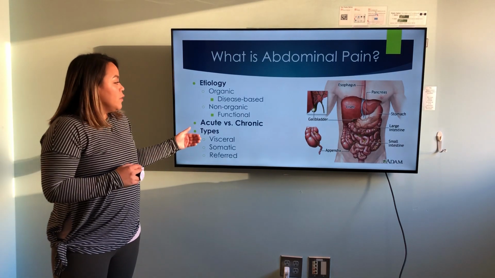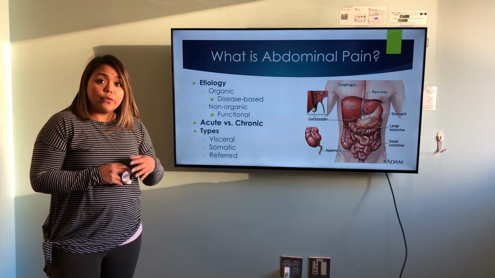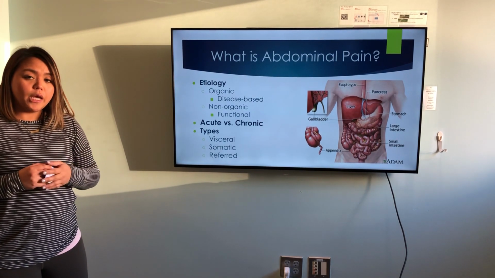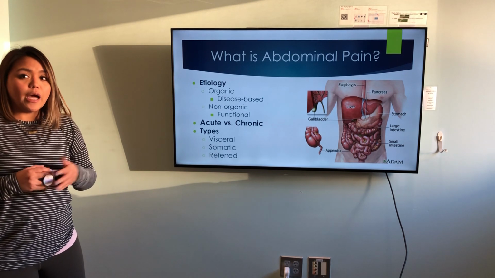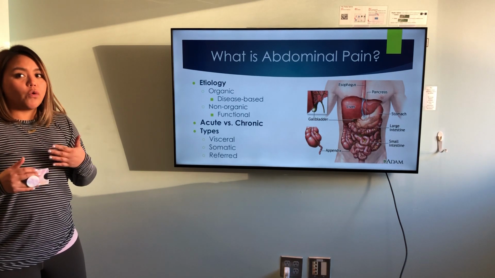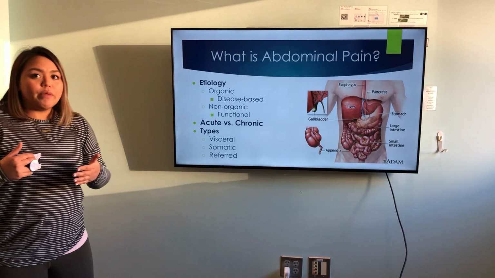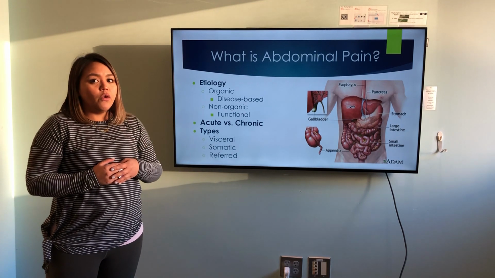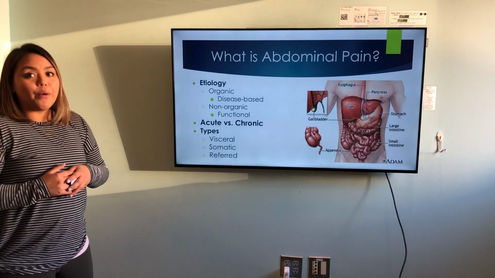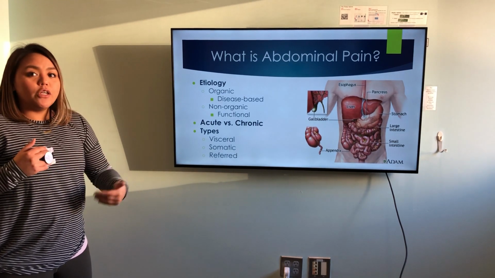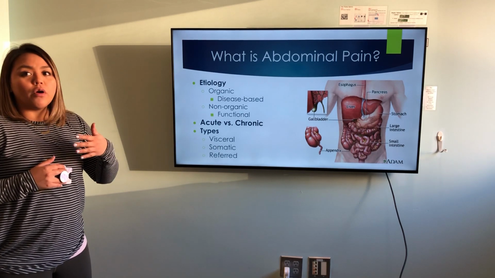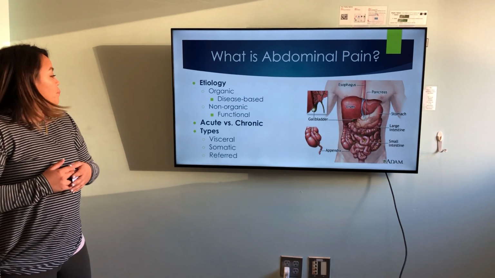Next, I want to talk about the different types of pain. There are three types: visceral, somatic, and referred pain. The visceral pain is the kind of pain that is an inflammation or injury of an organ. It can be described as dull, constant, or poorly localized pain. The somatic pain is the kind of pain that is an inflammation of the peritoneal lining, and it is described as a sharp or well-localized kind of pain.